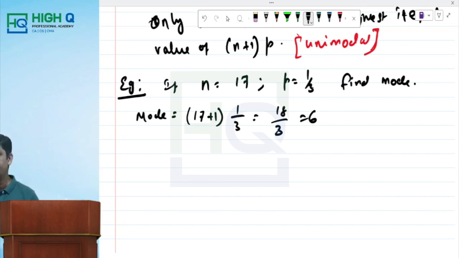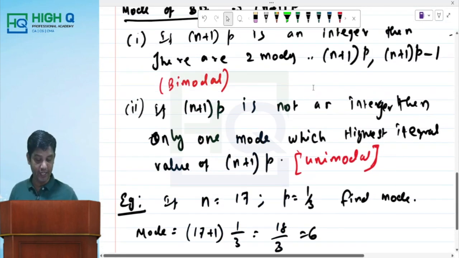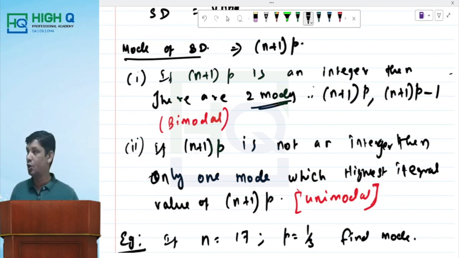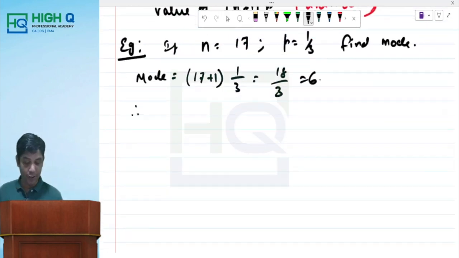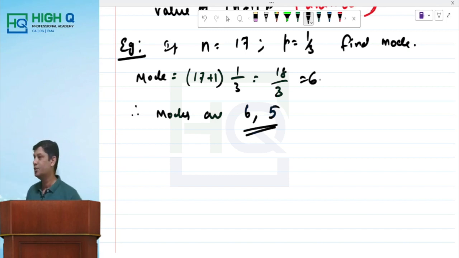6 is an integer. Integer means no decimal number. So if it is an integer, what I said, my dear, there will be two modes. Definitely 6 is an integer, so it's bimodal. Therefore the modes are 6 and 5. Do you all agree, my dear? The modes are 6 and 5.